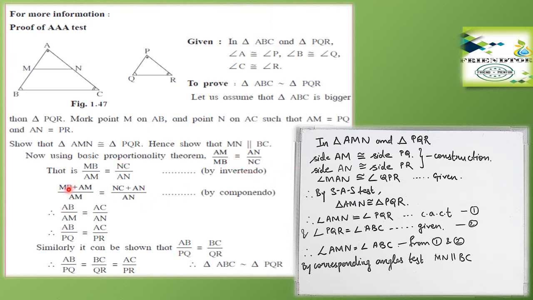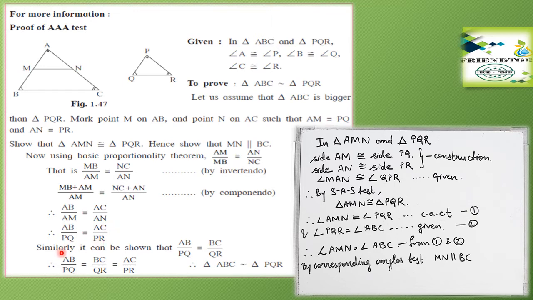Okay, now MB plus AM upon AM. Now we are applying componendo over here, that is we are adding denominators to the numerator on both the sides. Now what is MB plus AM? MB plus AM is AB. So AB upon AM is equal to, similarly NC plus AN is AC, AC upon AN. Okay. Therefore AB upon PQ is equal to AC upon PR.